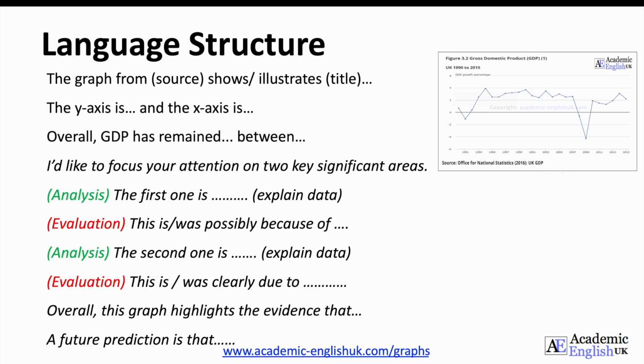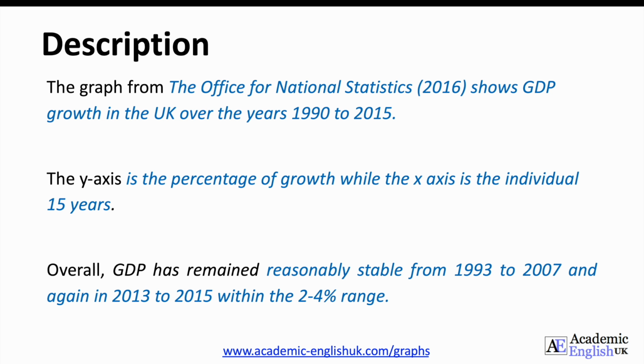Okay, here are some possible answers. The graph from the Office for National Statistics 2016 shows GDP growth in the UK over the years of 1990 to 2015. The y-axis is the percentage of growth, while the x-axis is the individual 15 years. Overall, GDP has remained reasonably stable from 1993 to 2007, and again in 2013 to 2015, within the 2 to 4% range.